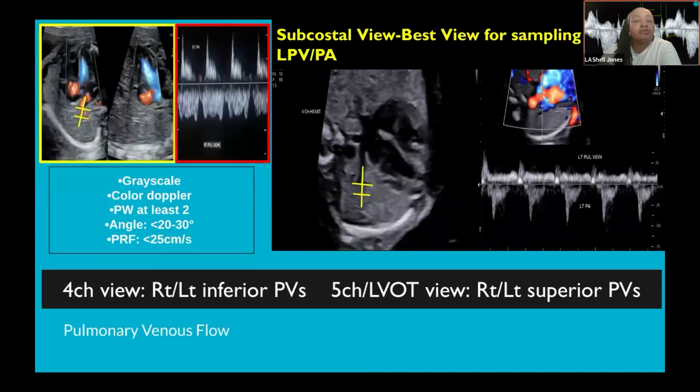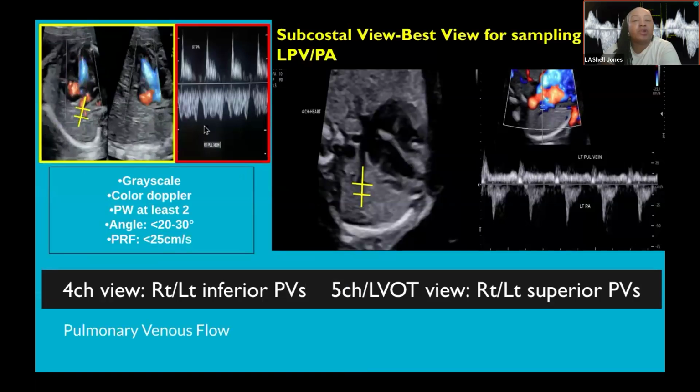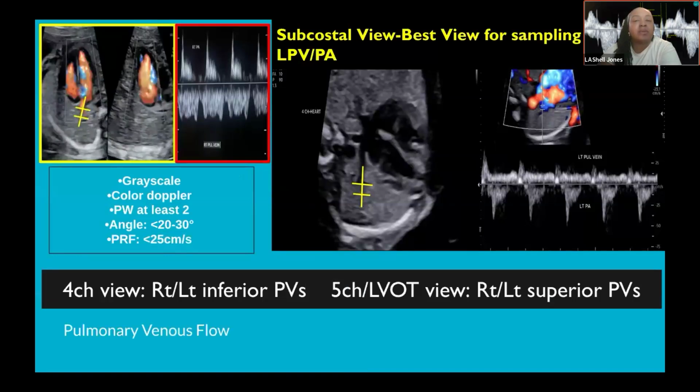Now I find for the right side, which we're assessing here, the apical view is best for the right assessment on the right side of those veins and arteries. And you're going to acquire this waveform where you have the right pulmonary vein, which is seen here, as well as the right pulmonary artery. And then in the subcostal view, I find that's the best view, especially to sample for the left side, which you can see here, both the left pulmonary vein and the left pulmonary artery seen.